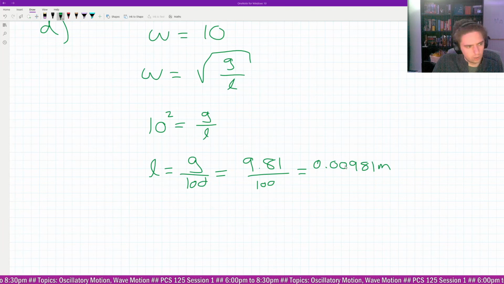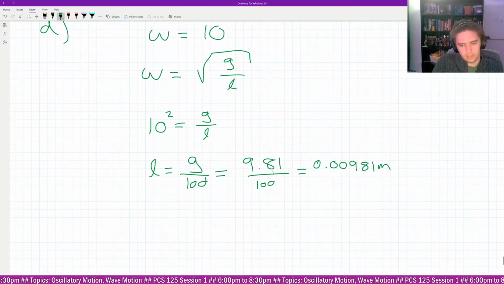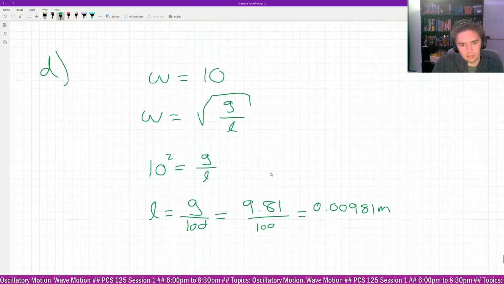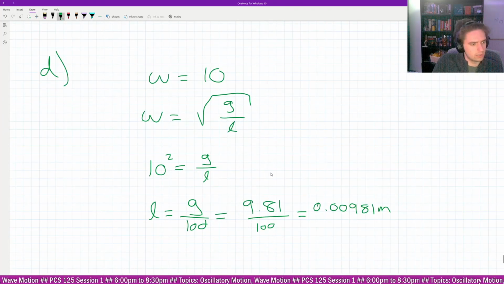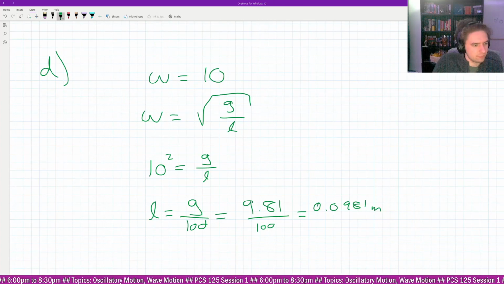Which isn't the answer. One extra 0. Did I add too many zeros? 10 squared is 100. I think you added one extra zero. Oh yeah, what am I doing? How did I do it twice in a row? I'm moving 3 spaces. I thought I was dividing by 1,000. There you go, that's all it is. 0.0981 meters. That's the whole problem.